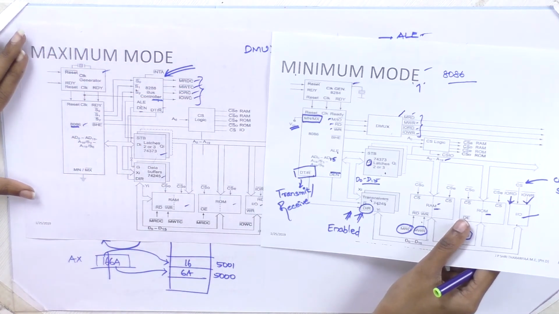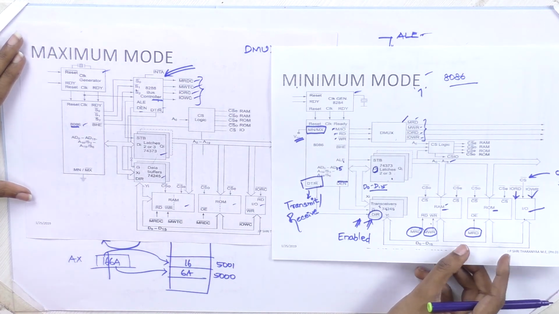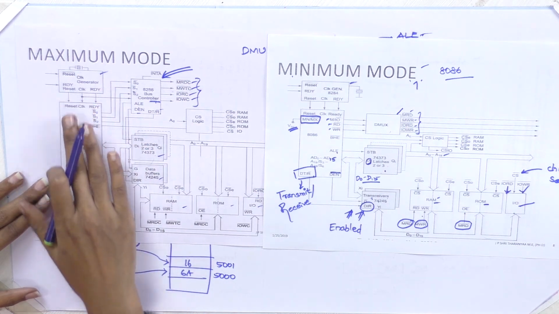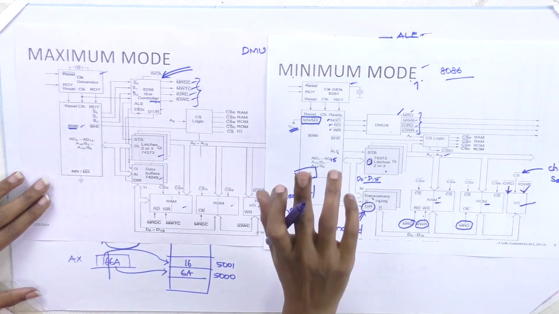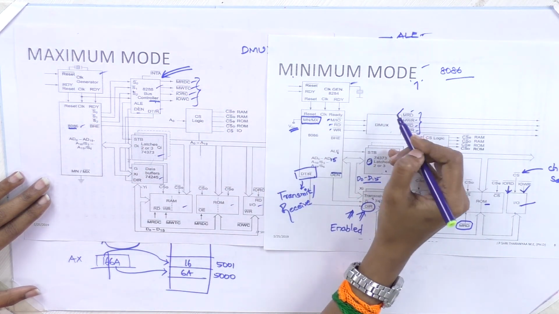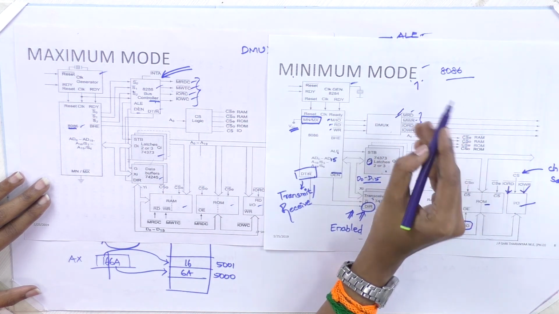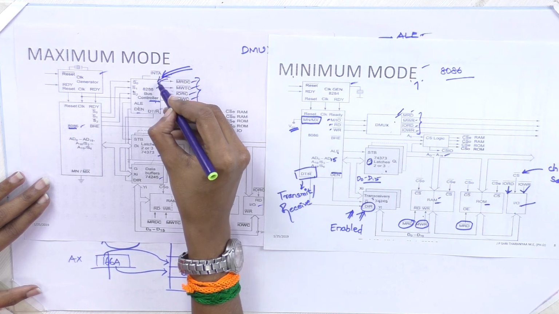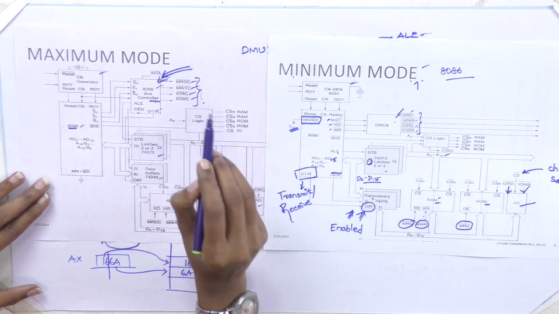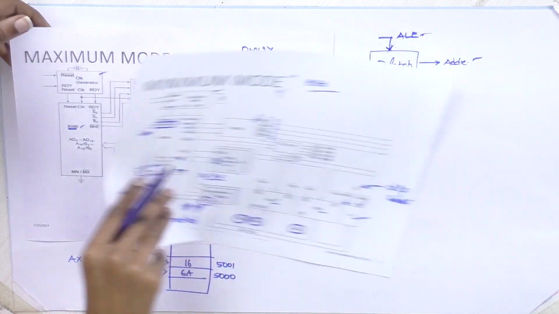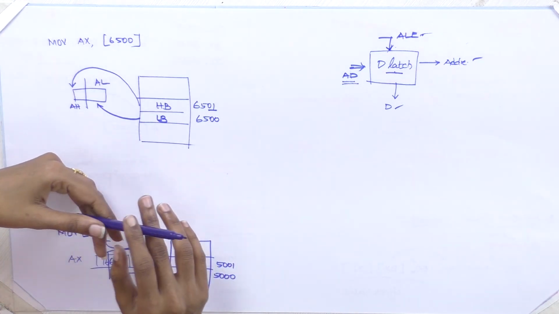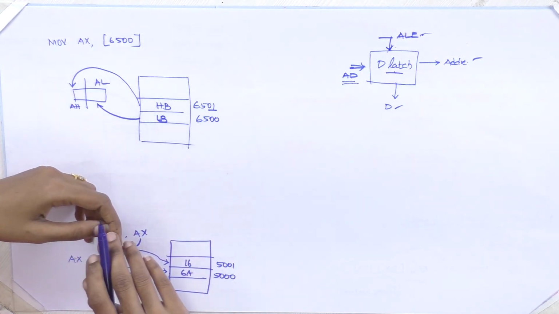So this is the diagram of minimum mode and this is the diagram of maximum mode. Almost all the hardware is the same. The only difference is the bus control. Here we have used the DMUX, which is already in the architecture, but we are using separate hardware to generate the control signals. Fine. Now we will see the memory read and write timing diagram of maximum mode.